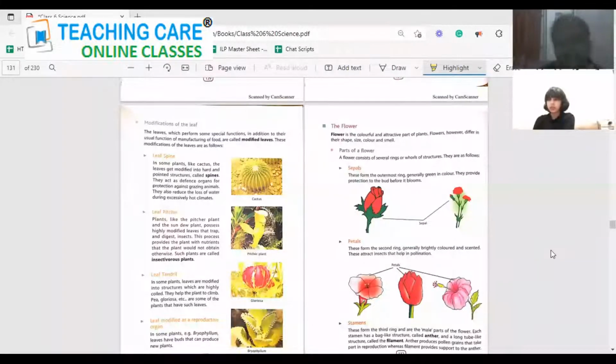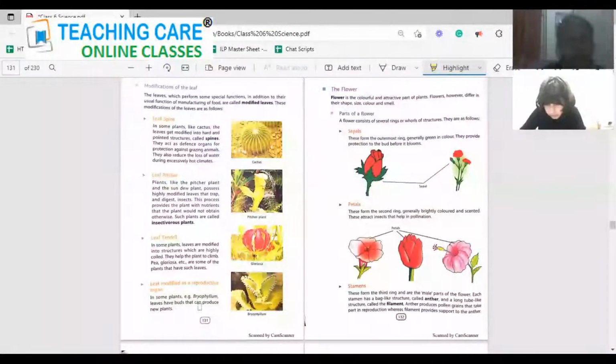The next one is leaf tendrils. How we saw the tendrils in the stem. Can you see, there's a beautiful picture of the flower, Gloriosa. It's highly coiled. They help the plant to climb. So the main function of this is to help the plant climb.